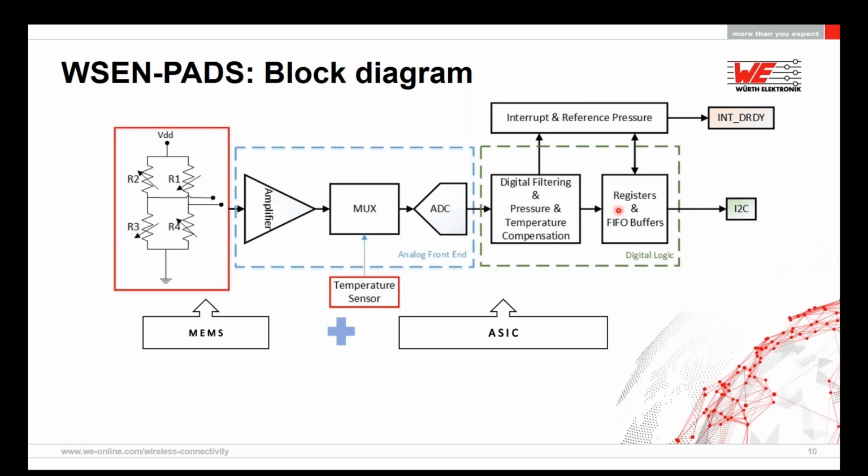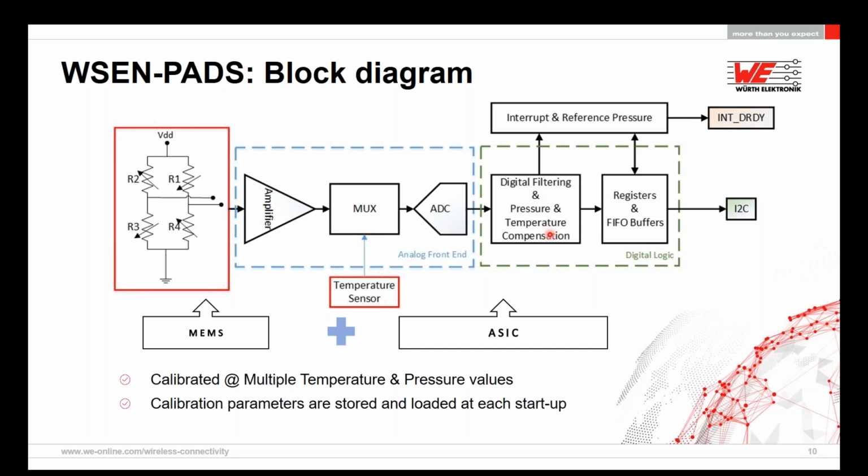From the register, as mentioned, the user can read all the pressure data, which is fully calibrated. The sensors are calibrated at multiple temperature and pressure values, and these values are always stored in the on-chip memory of the sensor, and they are loaded every time when you restart or power up the device.